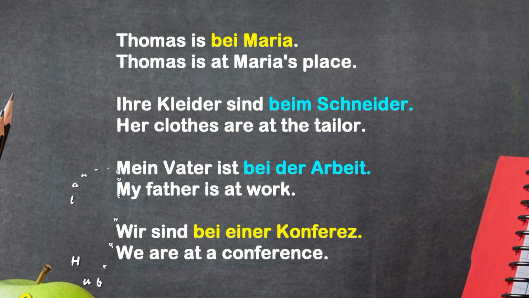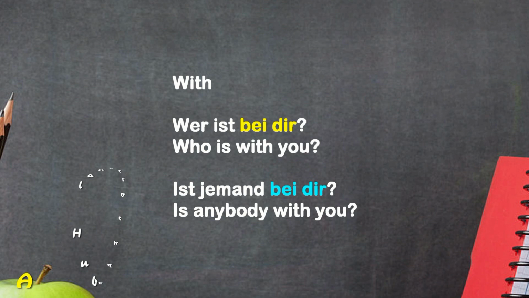Mein Vater ist bei der Arbeit. My father is at work. Wir sind bei einer Konferenz. We are at a conference. Bei means with also. Wer ist bei dir? Who is with you? Ist jemand bei dir? Is anybody with you? Jemand means anyone. Yes, someone.